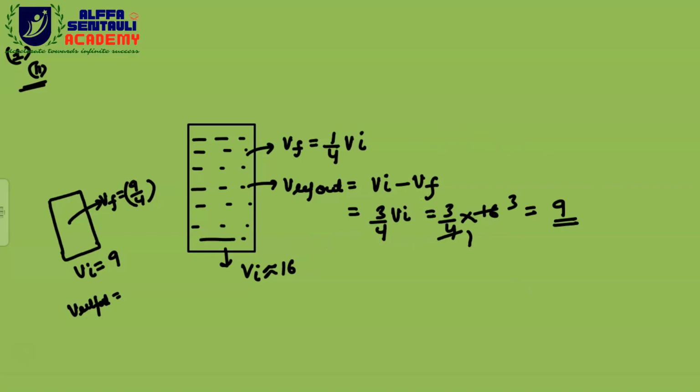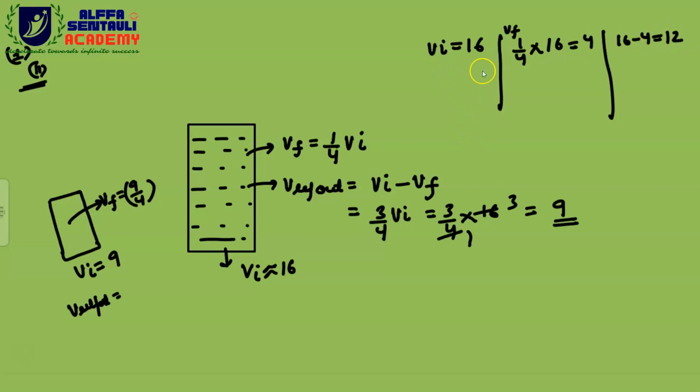What you can see, simple, let's suppose we have taken Vi as 16, correct? Now, what should be the 1/4 of this thing? 1/4 of 16 is what, beta? 4. So, this was your Vf, this is Vi. How much is left? 16 minus 4, that is 12 is left, correct?